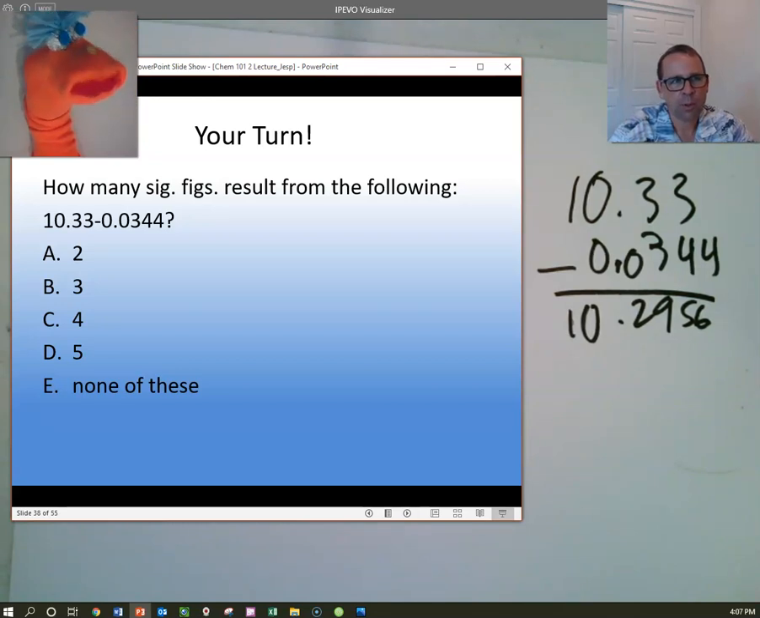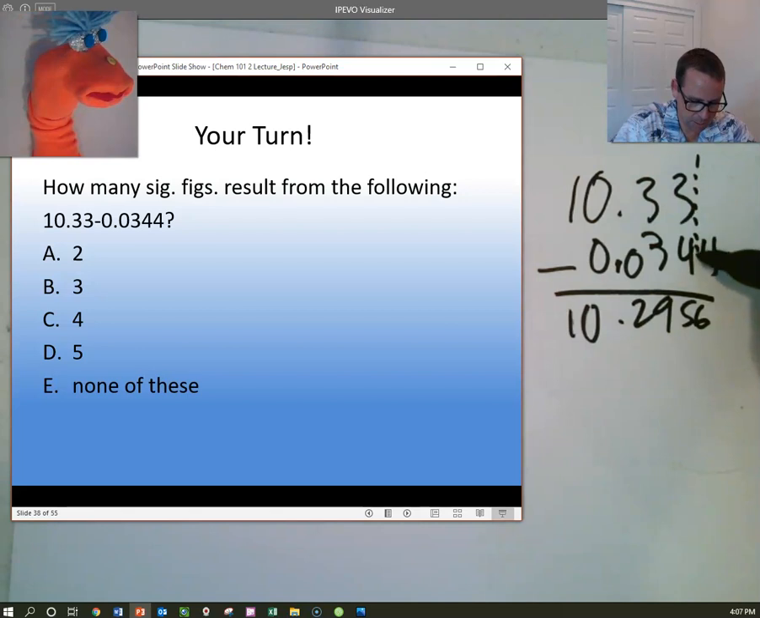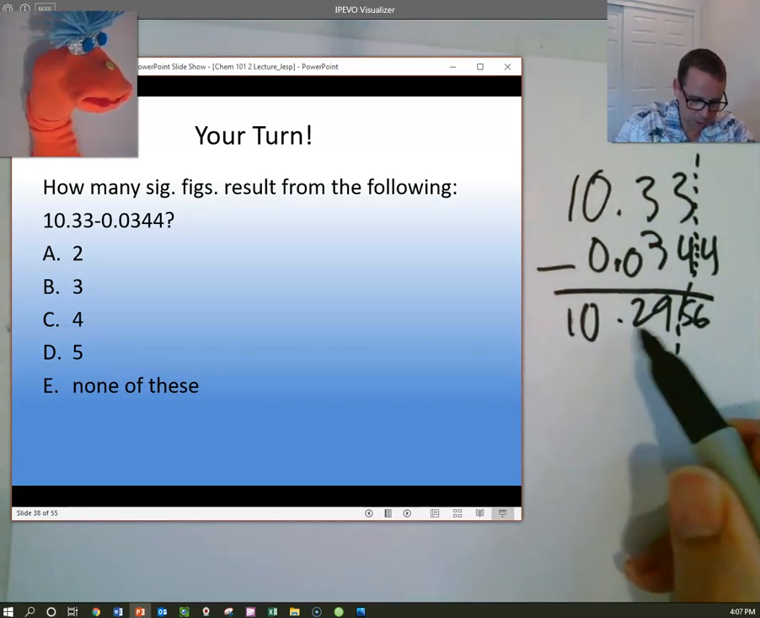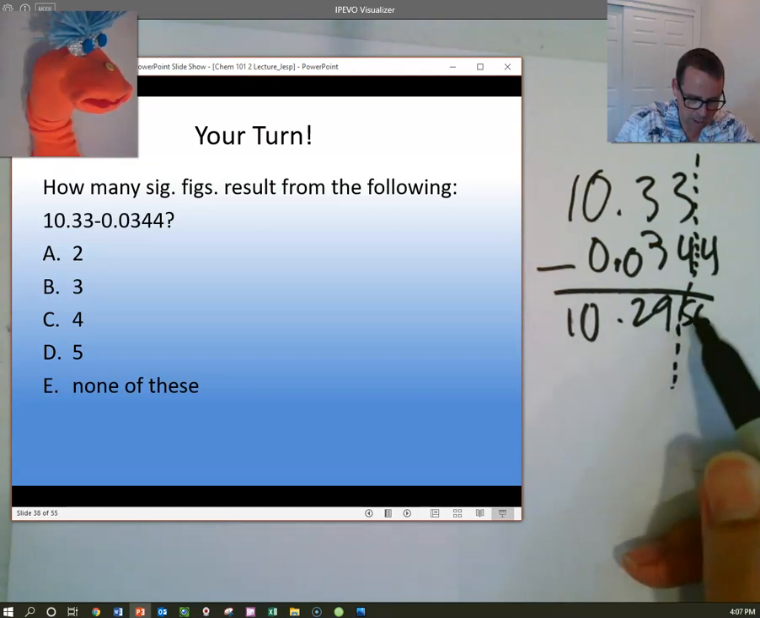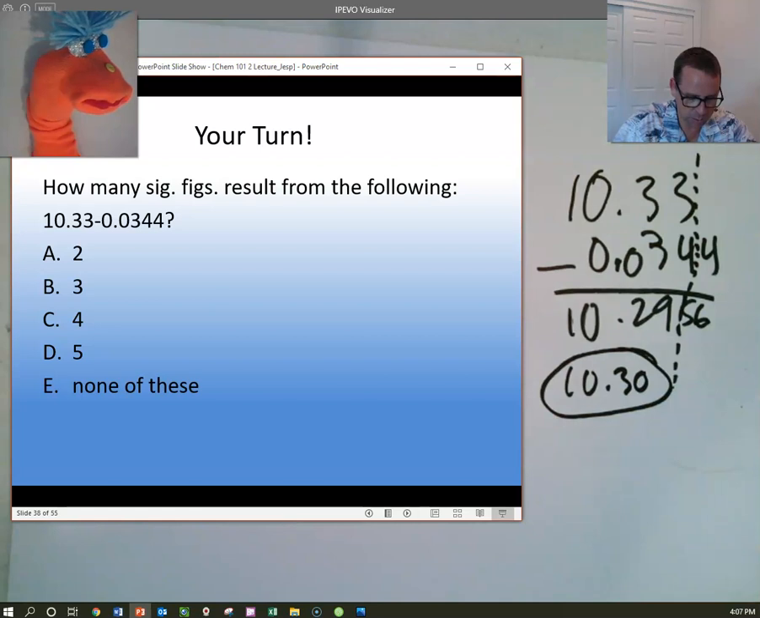Well, the top one only goes to the hundredths place. So your answer can only be in the hundredths place as well. That's right. So here's the hundredths place. So I have to cut this off to the hundredths place there. So it's going to be 10.29, but that 5 rounds it up. So the answer is going to be 10.30, and the answer is going to have 4 significant digits.